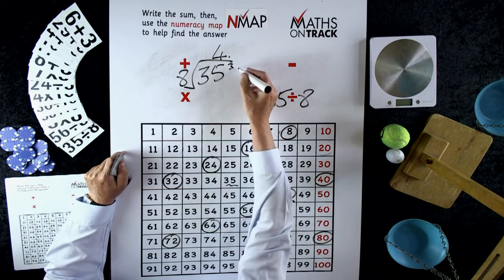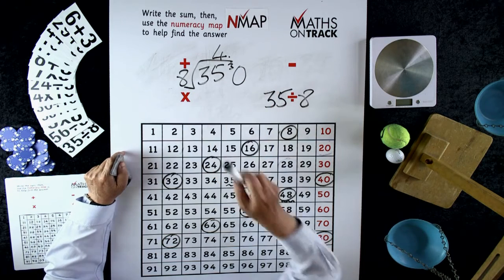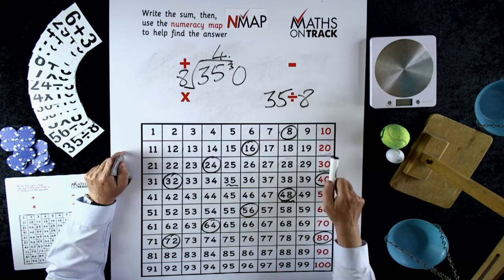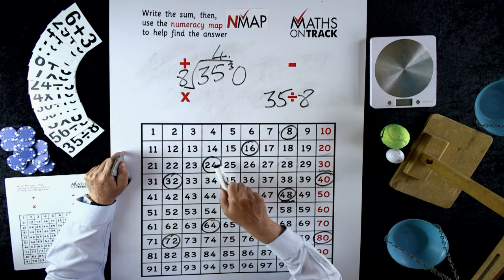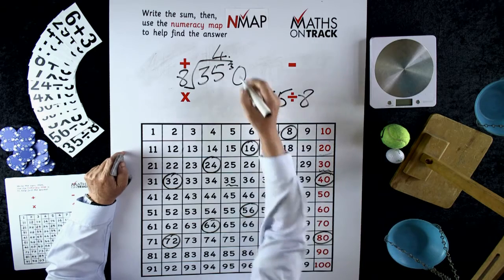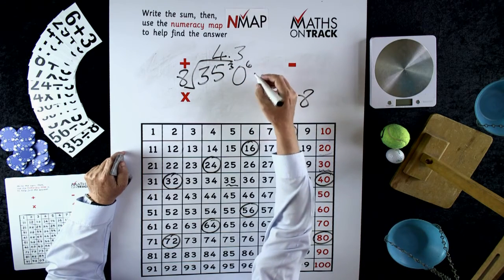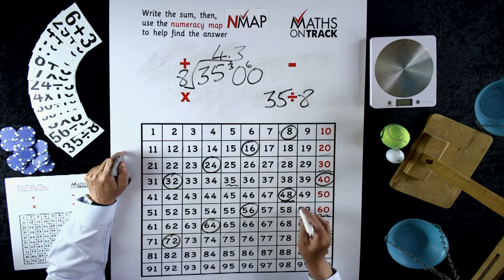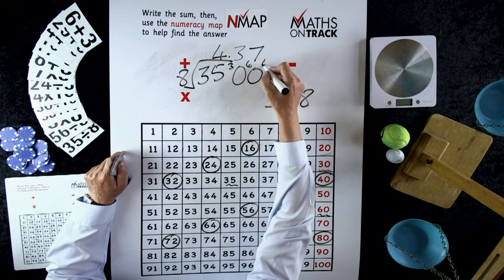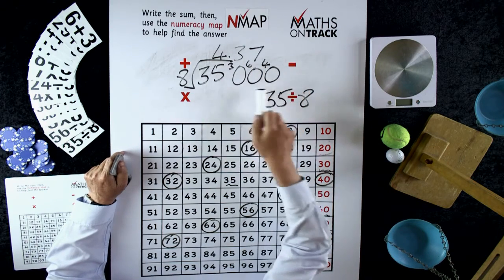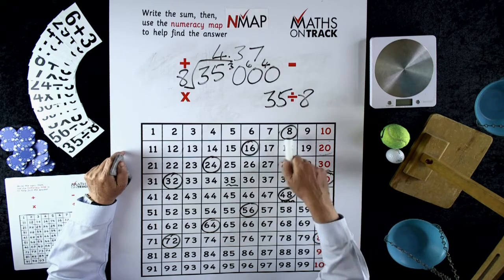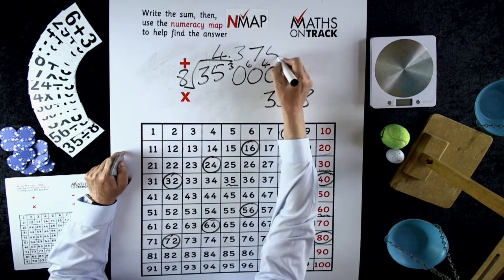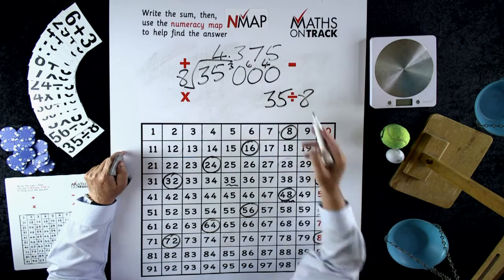We need to put a decimal with a 0. It's now 8 into 30. 30 lives here. 8 fits into 30, 1, 2, 3 times, and 6 left over. 3, remainder 6. Put a 0. 8 into 60. 60 lives here. 8 fits into 60, 1, 2, 3, 4, 5, 6, 7 times, and 4 left over. 7, remainder 4. Put a 0. 8 into 40. 40 lives here. 1, 2, 3, 4, 5. The exact answer is 4.375.